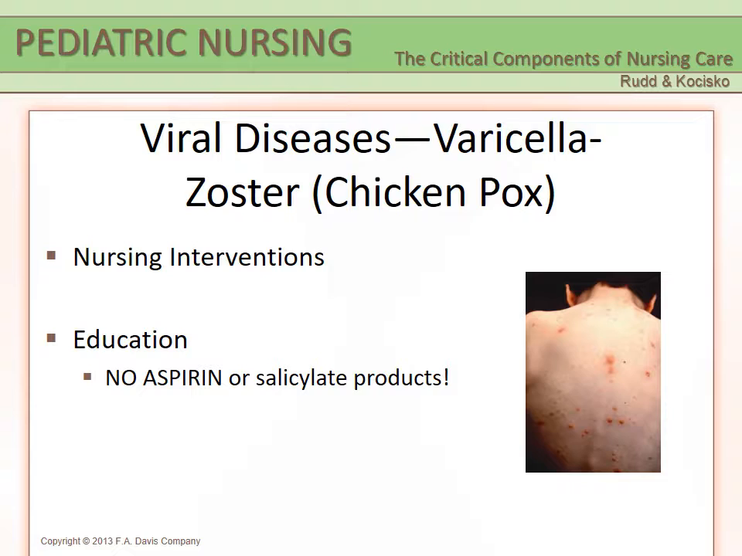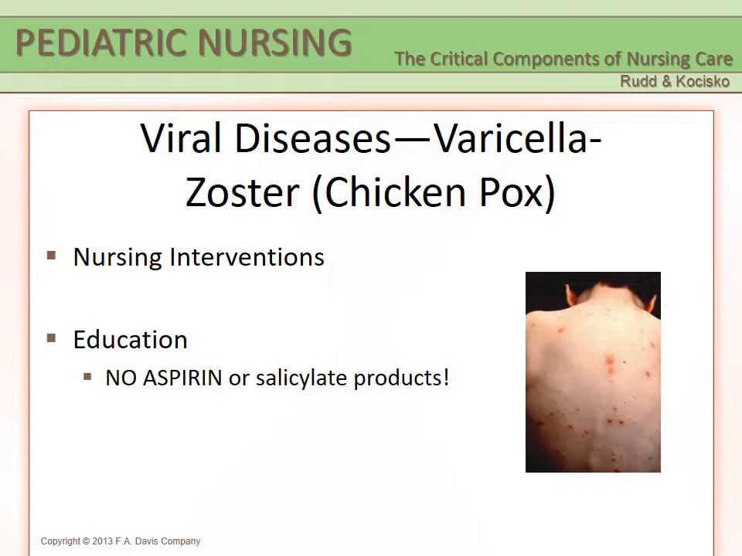You also want to make sure you're educating the parents. Again, this is the other one. You have flu and chickenpox that you cannot give aspirin for. Avoid aspirin. You don't want to have that Reye's syndrome. So only use acetaminophen to relieve fever. Keep the child isolated until all the vesicles are crusted over, as we mentioned before. Keep them well hydrated. Prevent itching.